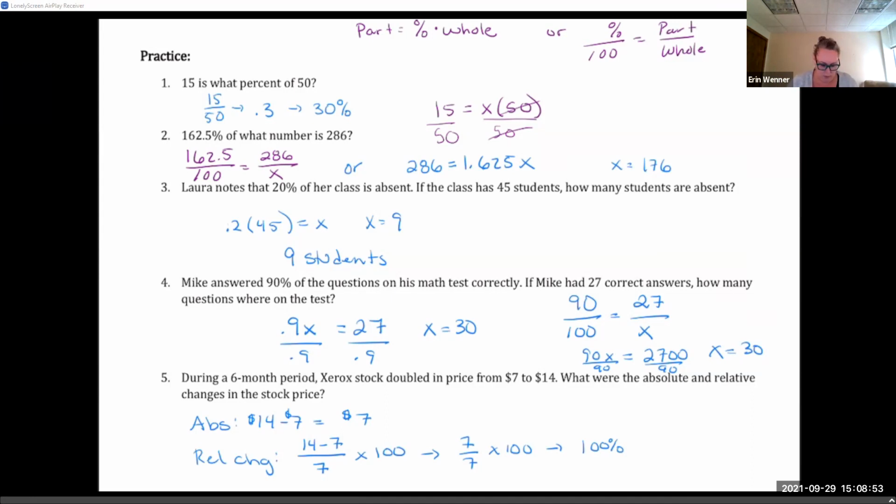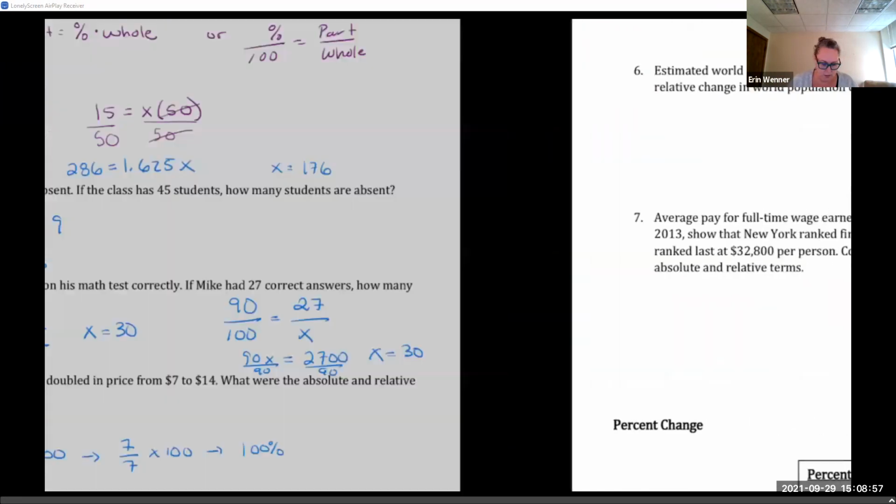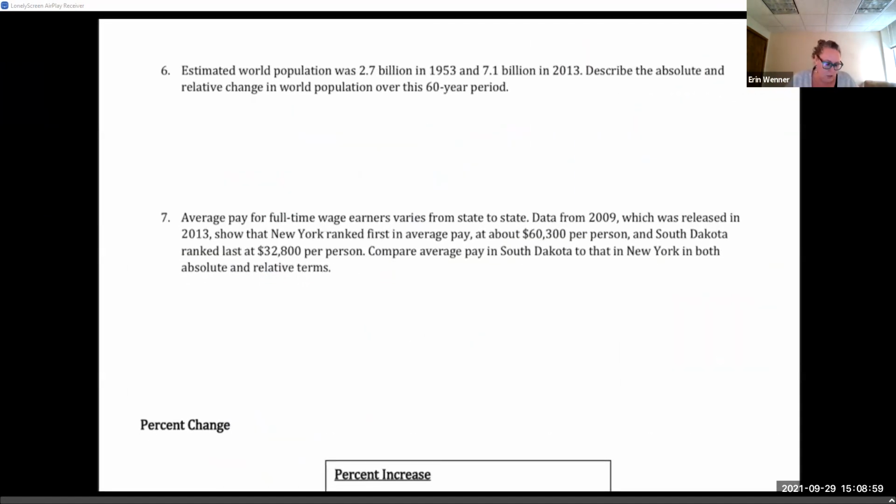Okay, so if we go to the next page, we're going to continue with these absolute changes and relative changes. So remember, the absolute change is the ending minus the starting value.